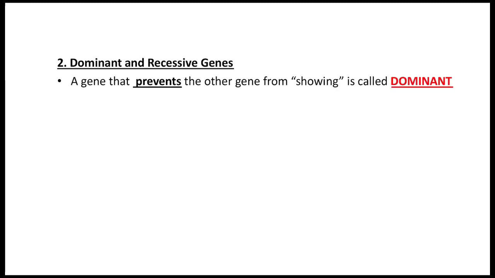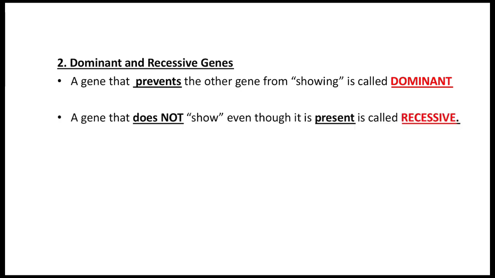So now let's look at what dominant and recessive genes are. So this was kind of briefly mentioned before. A gene that prevents the other gene from showing is called dominant. A gene that does not show, even though it is present, is called recessive.